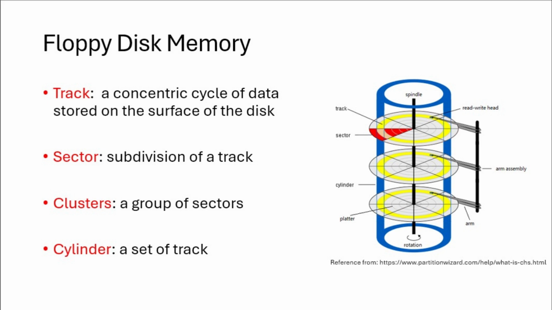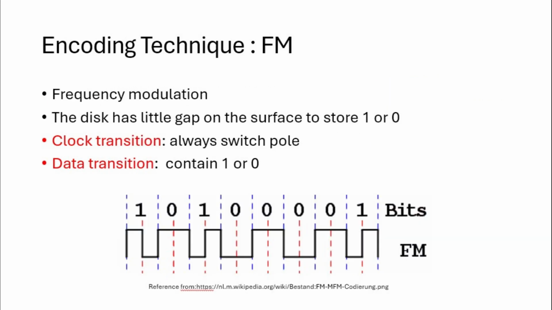So how do we write the memory or read the memory from the disk? There are two methods for the encoding technique. The first one is FM, which is frequency modulation. In daily life, we might see that the floppy disk is very smooth and shiny, but actually there are a lot of little gaps on the surface to store whether it is 0 or 1. And to read that data, there are two transitions.